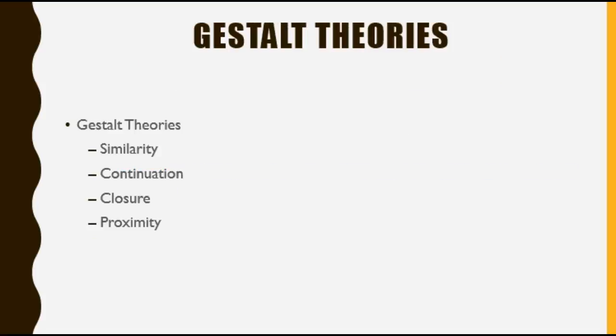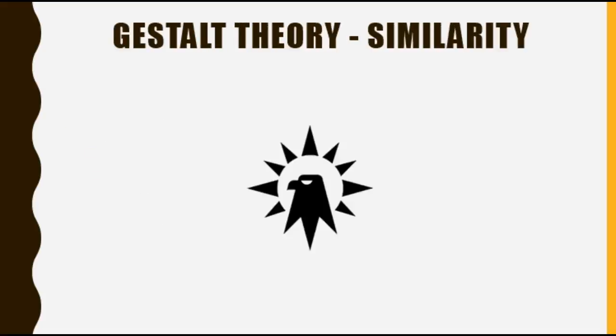All right, so what are the Gestalt theories? Well, the Gestalt theories are made up of a few different elements, and that's going to be similarity, continuation, closure, and proximity. So let's start off by discussing what the Gestalt theory of similarity is.